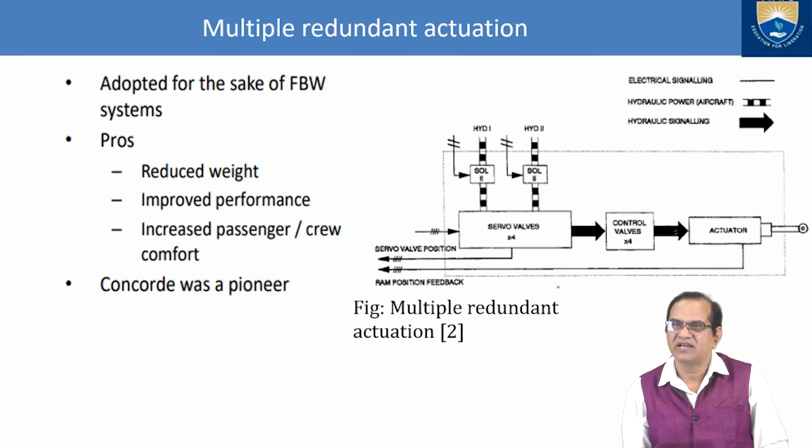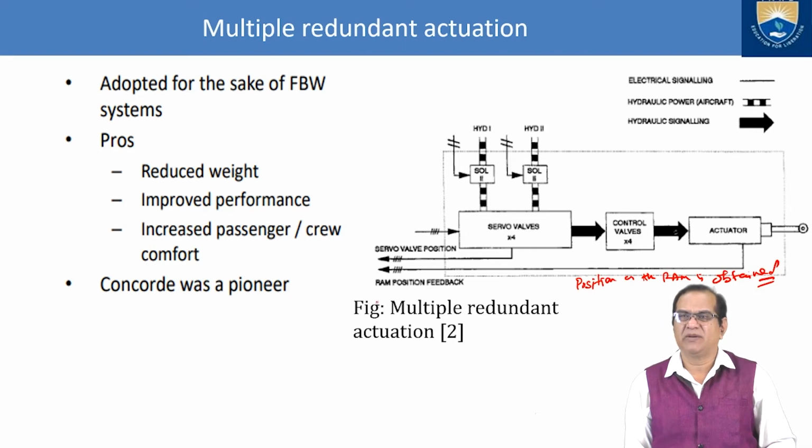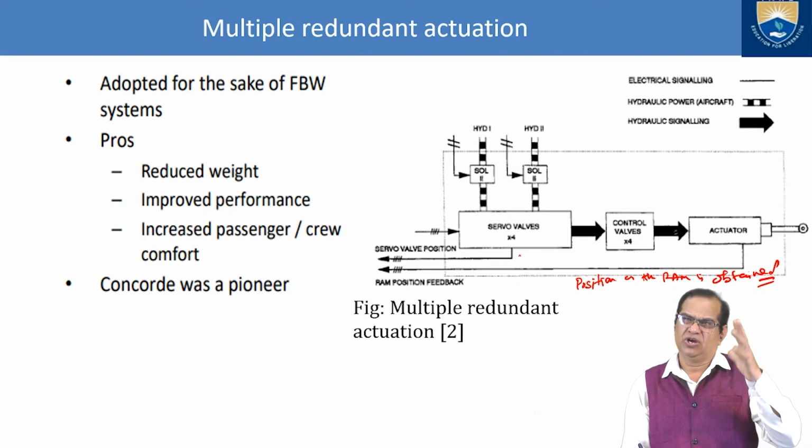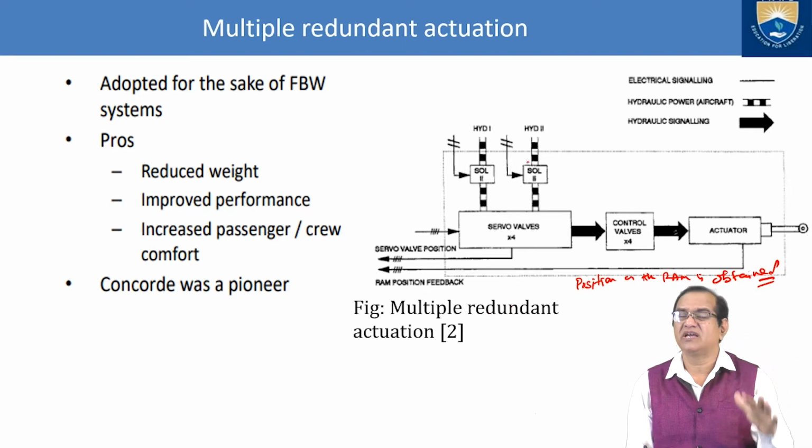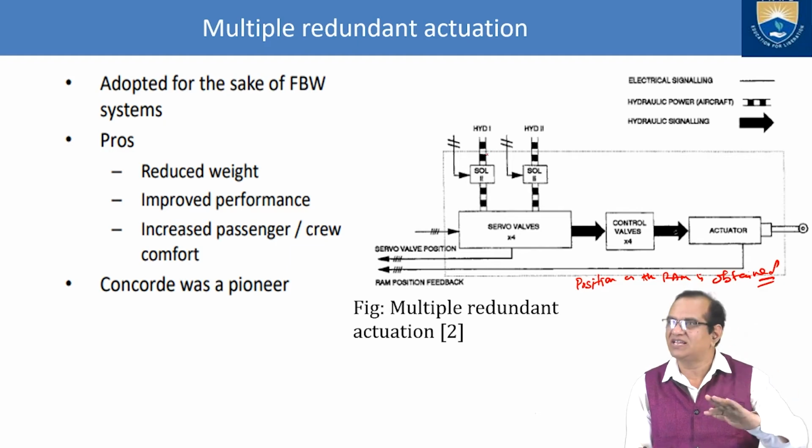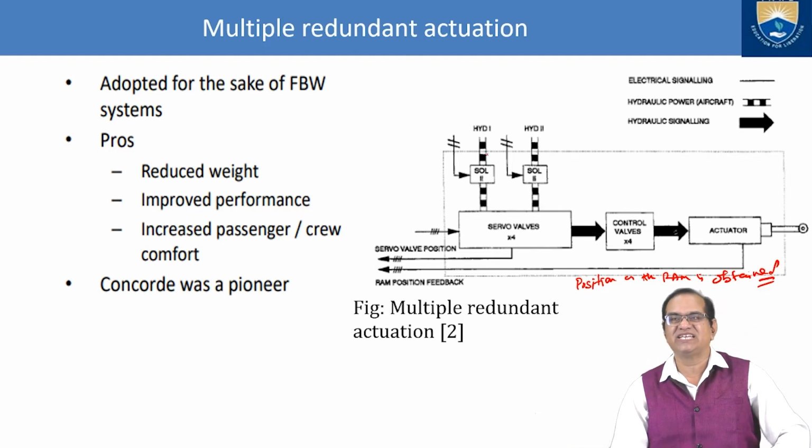And from here, the position of the ram is obtained. So it is multiple redundant. It is shown only two, but in most aircraft we have 4 types of redundancy. 4 times redundancy means one failed, second failed, third failed, and only if the fourth also fails is there going to be a serious issue.